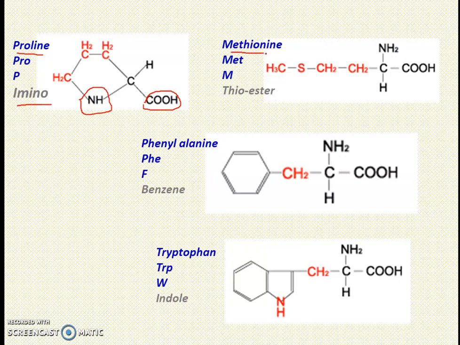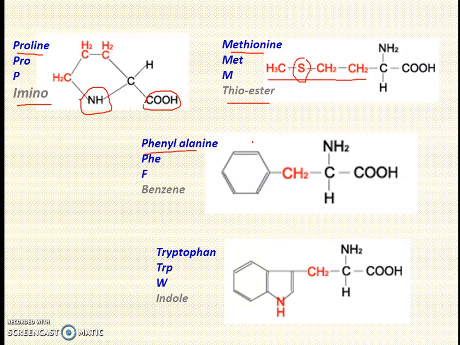Then go to methionine. Methionine, you remember like this: CH3, S, CH2, CH2 is the side chain, which contains a thioether linkage. So this is the sulfur, which is called the thio group, which is in the ether linkage. On both sides the ether linkage is there.